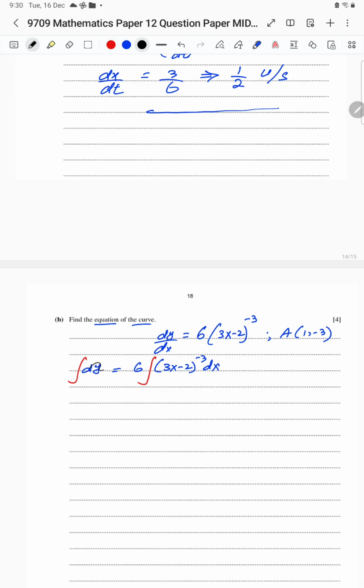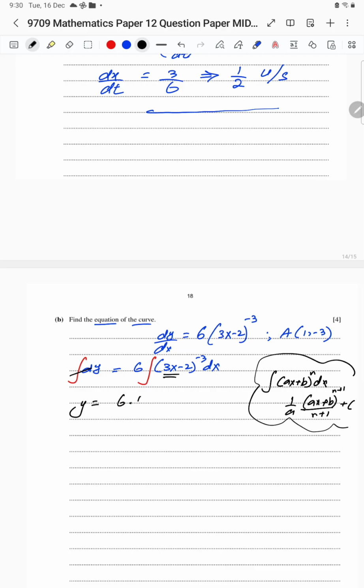So the result will, this goes, and y equal to 6, and this is the formula. Here I'm going to write again for you. The integral of ax plus b power n dx is 1 over a times ax plus b power n plus 1 over n plus 1 plus c. This is given in the formula sheet as well. So 1 over a, 3x minus 2 power, add 1 in it, 2, divide with the new power, plus c. So y will be minus 1 over 3x minus 2 power 2 plus c.